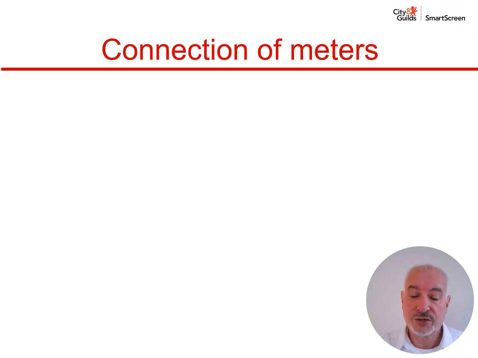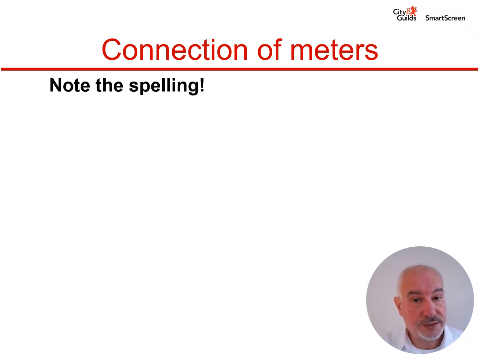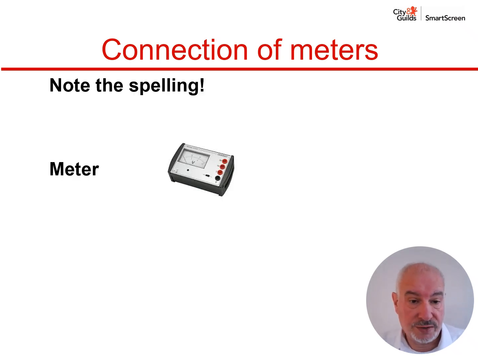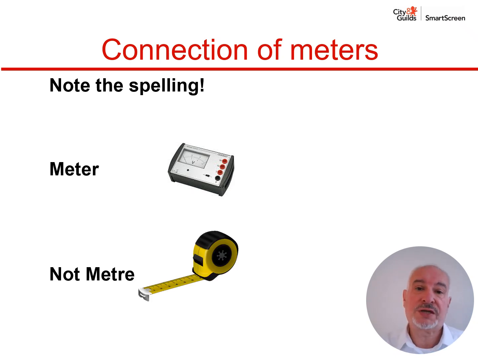I just want to mention the spelling of the word meter because there are two words that sound the same. So meter is spelled M-E-T-E-R, and not to be confused with the unit of measurement, the metre, which is spelled M-E-T-R-E.